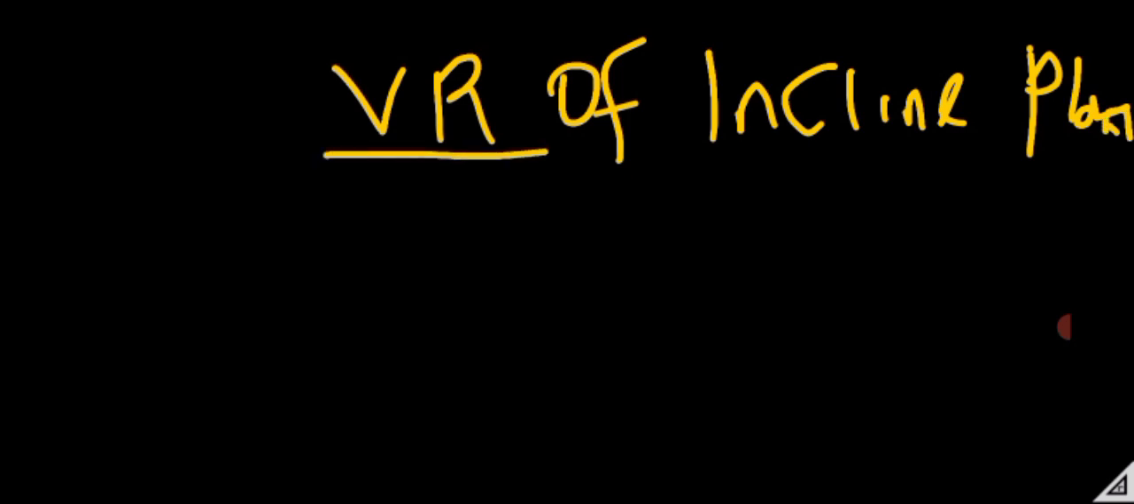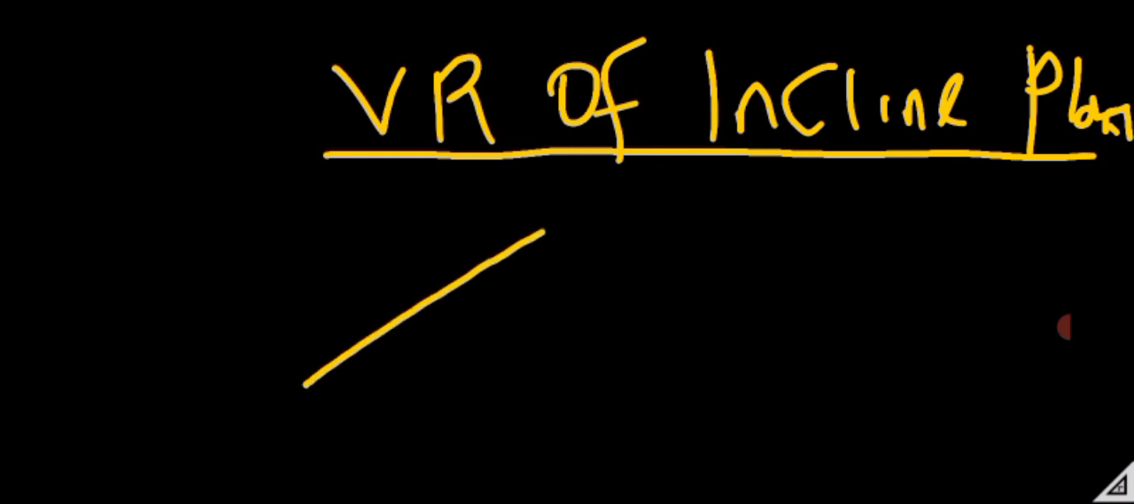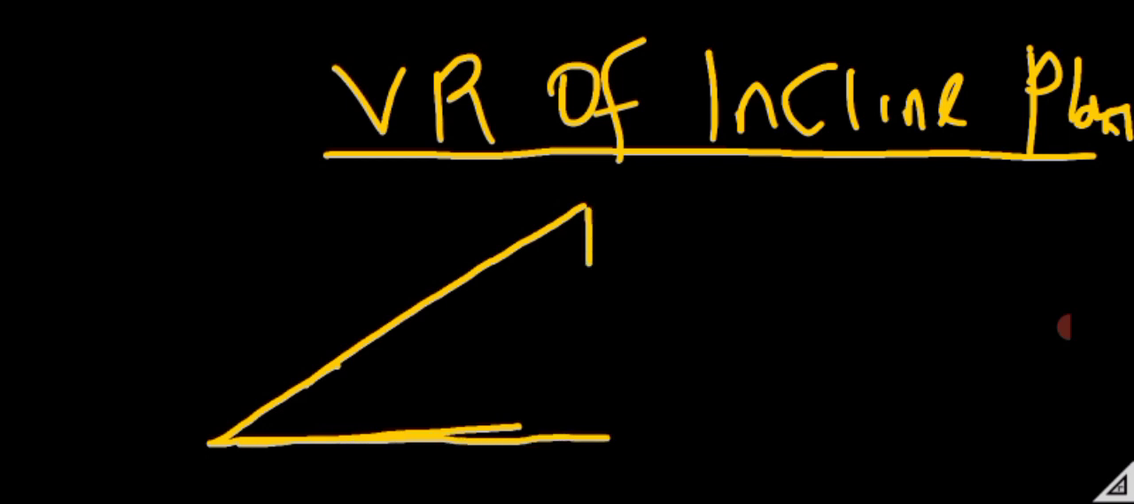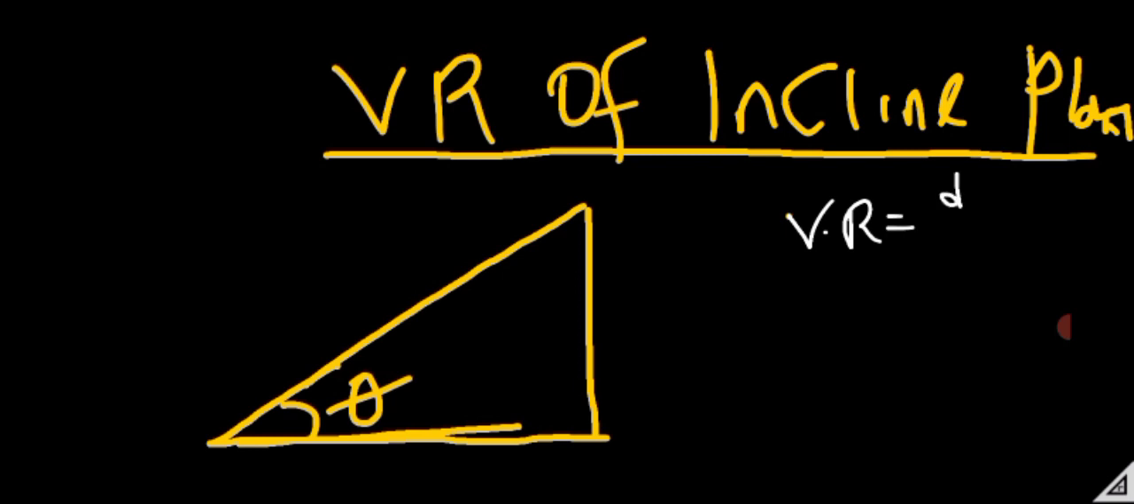Okay, now the velocity ratio of an inclined plane. Let us draw a diagram of how an inclined plane looks like. This is the slant height, this is the horizontal axis, and this is the vertical axis, right? Now you should know that at this point there is an angle to the horizontal. Now remember that velocity ratio VR is distance moved by effort over distance moved by load. Now, what is the distance moved by effort here?